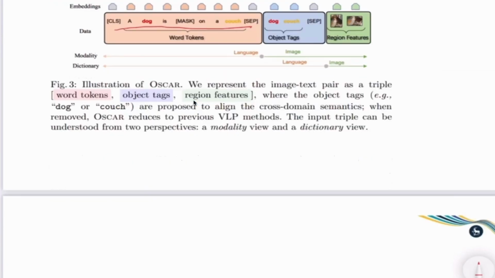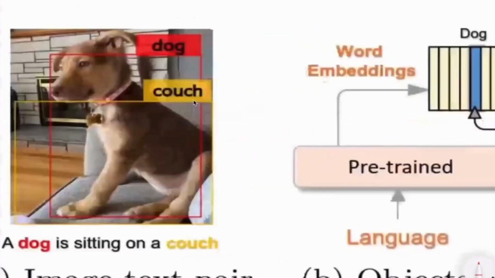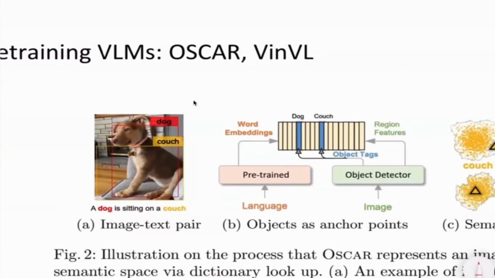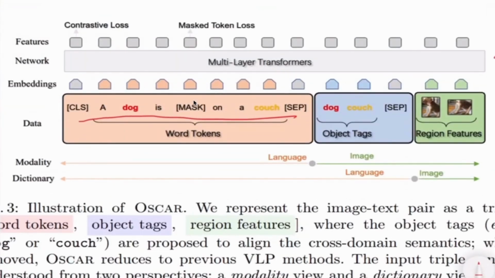So in this case, the image is this. A dog is sitting on the couch. So this is the image. A dog is sitting on the couch. So you have that. You also do the object detector.